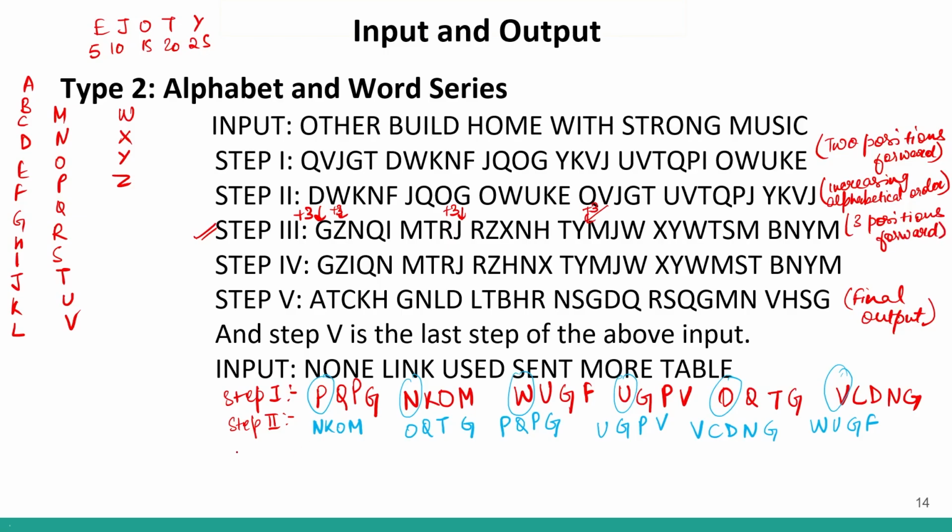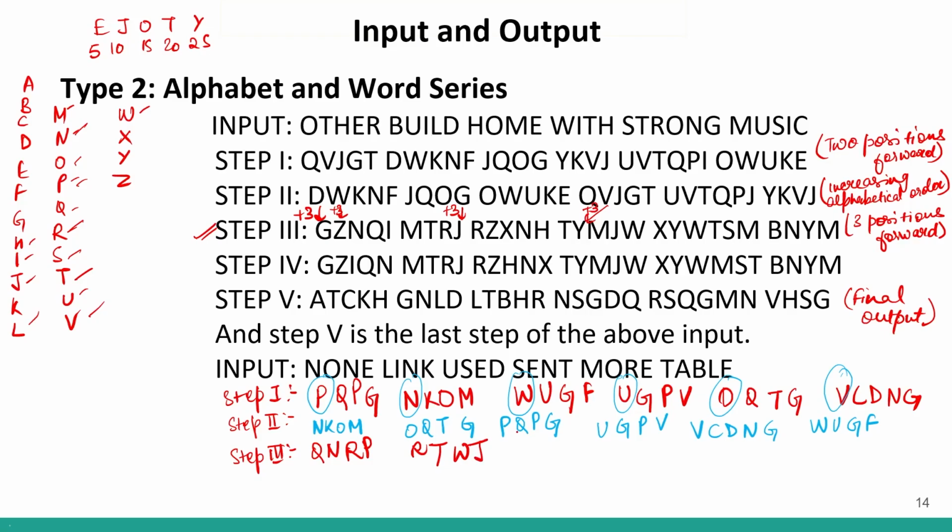So if we are moving 3 positions forward in step 3, so what will I get? N will become what? 1, 2, 3. N will become Q. K will become what? K is over here 1, 2, 3. K will become N. O will become 1, 2, 3 R. M will become 1, 2, 3 P. Correct? This will change into this. Similarly, O will change again into R. Q will become 1, 2, 3 T. Correct? And T will become 1, 2, 3 W. G will become what? G will become 1, 2, 3 J.